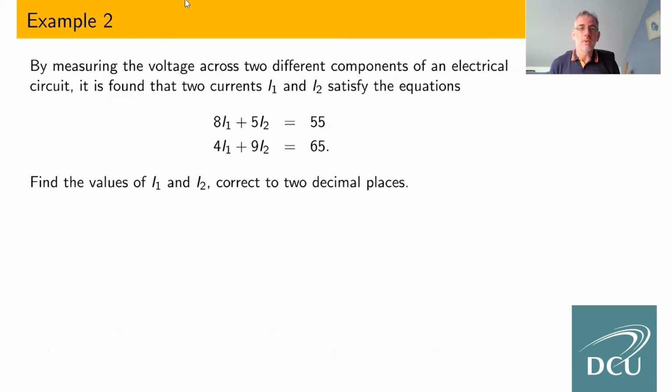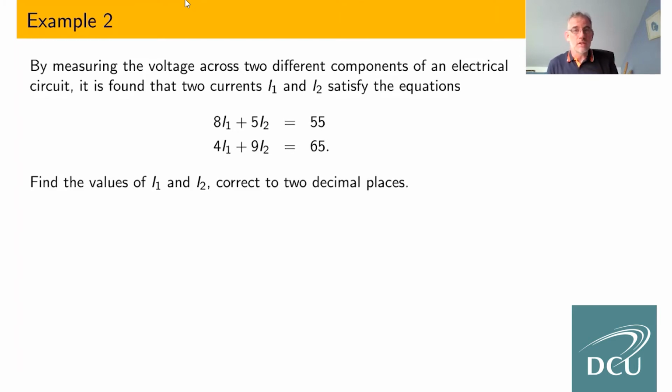We're looking at this situation here. We've measured the voltage across two different components of an electrical circuit. And that gives us these two separate bits of information about two currents that are flowing in these separate circuits. So we have these two currents, I1 and I2, and we find that they satisfy these equations. So the example is from physics, but we'll have very similar examples that crop up in chemistry and biology as well.